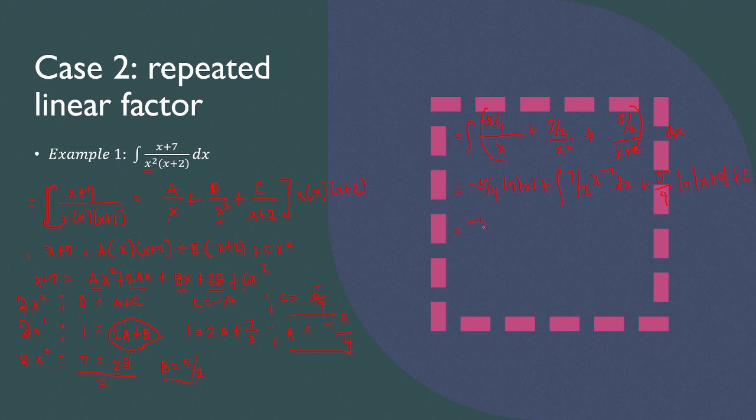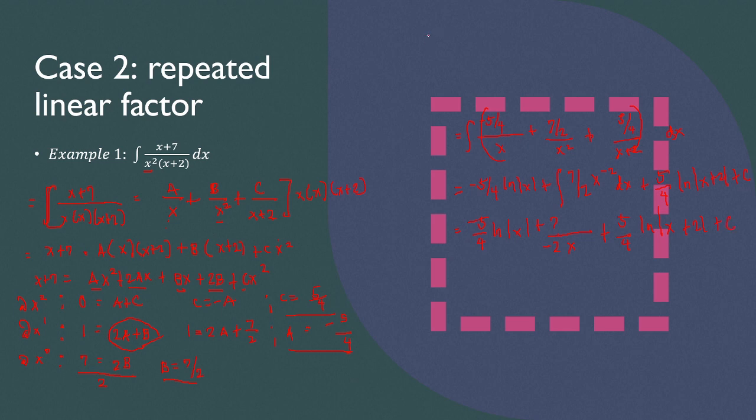So that's negative 5/4 ln of x, plus 7/2 x to the negative 2 plus 1, which is negative 1, right? x to the negative 2 plus 1 is x to the negative 1. So x all over negative 1. So that's negative 7/2x plus 5/4 ln of x plus 2 plus c.